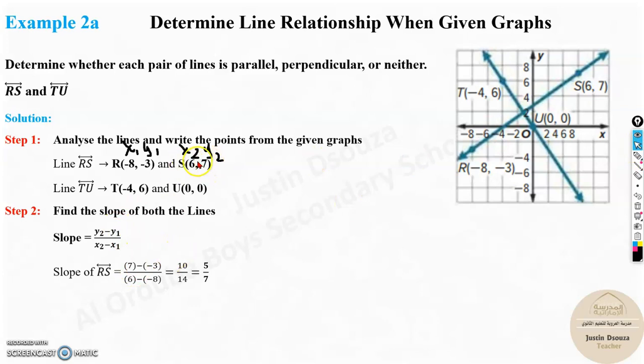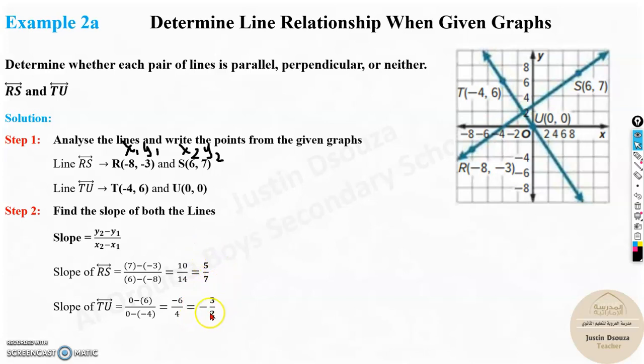You will get y2 minus y1. y2 is 7 minus of -3, use the bracket, divided by 6 minus of -8. Over here it'll be 10, and over here this minus minus becomes plus. So add them, 10 by 14, it's 5 by 7. Same way, find the slope for the next line, 0 minus 6 over 0 minus of -4. It'll be -6 by 4. It's -3 by 2.